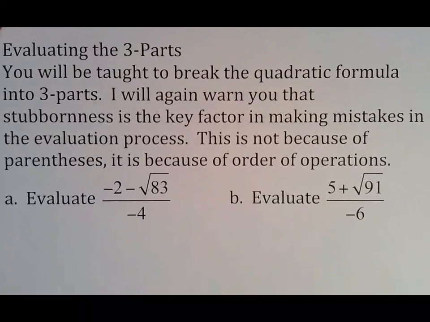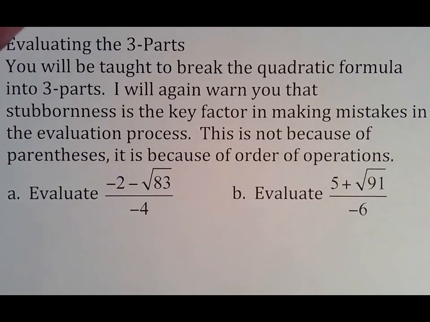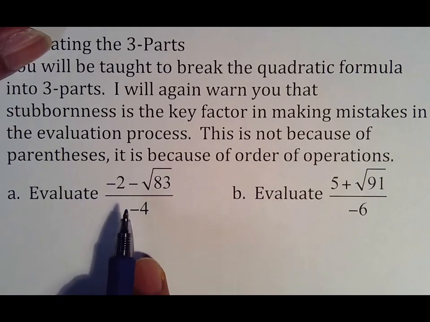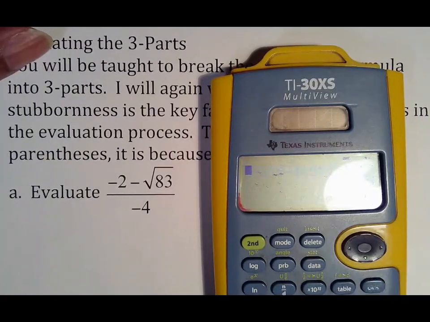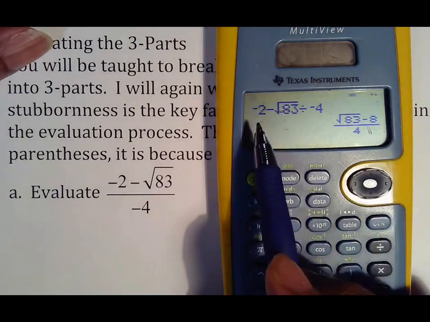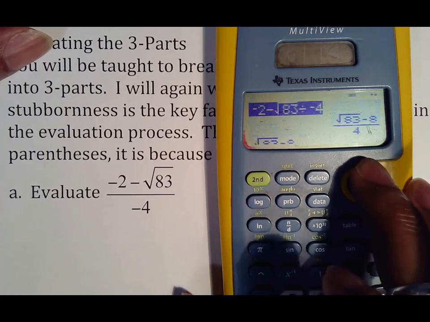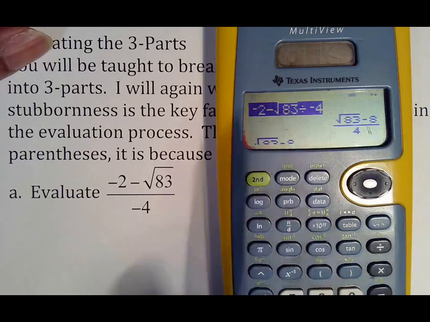Another part is evaluating the 3 parts, but I did actually introduce this to you in 9.1, where I gave you this and said you want to make sure that you don't type it in this way, which is what some people do: negative 2 minus square root 83 all divided by negative 4. I'll convert that into a decimal for you, which is 0.27. But your calculator does the order of operations, which means it actually divides first instead of adding first.